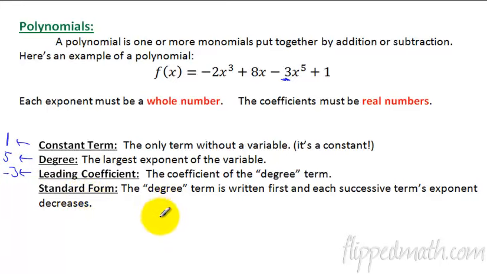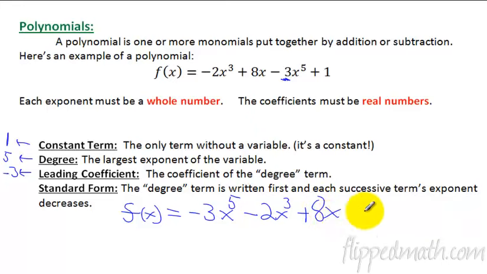And then standard form, let's reorder this so that it is in standard form. It would be f of x equals, so we're going to start with the largest exponent, which in this case would be -3x to the 5th. That's also why we call this the leading coefficient, because it would lead the whole thing and be in front if we put it in standard form. And then we count down from there. So the next one will be the x cubed. We go minus 2x cubed plus 8x, and then our constant at the end of a plus 1. And there's your quick introduction to polynomials.